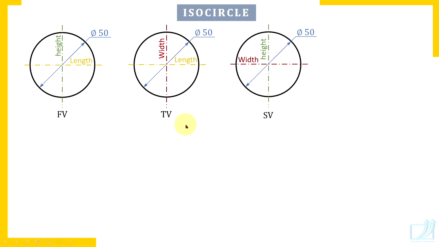In an isometric view, all three dimensions, all three axes appear, but you must be sure about their orientation before you start drawing an isocircle. So let's assume the orientation of width, height and length axis in isometric view in this manner. With reference to these axes, let's construct isometric views of these circles.